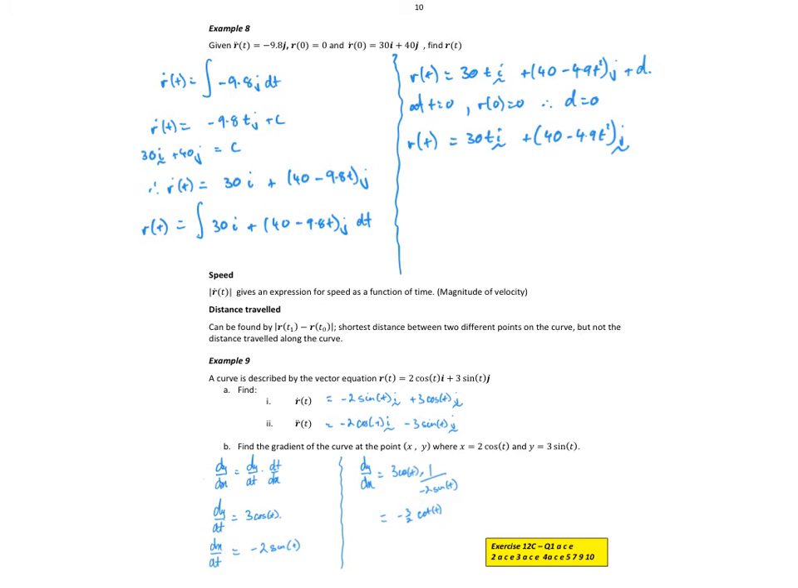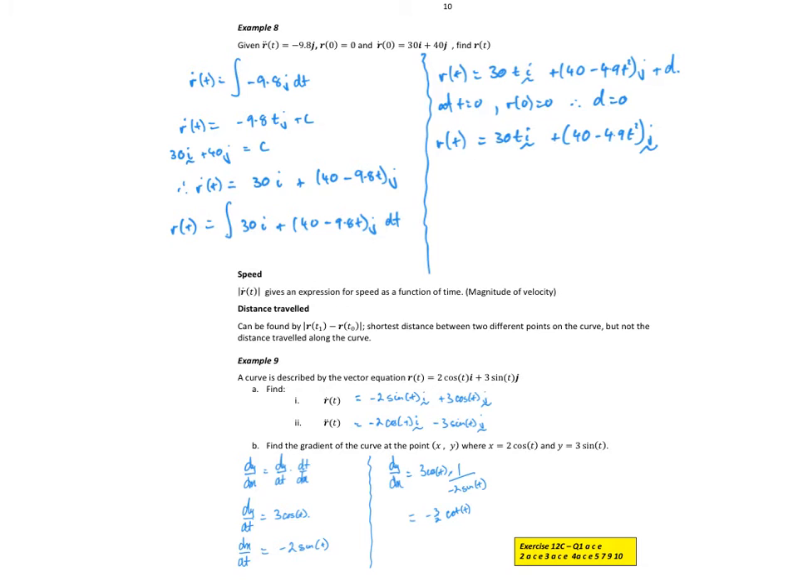Okay, same sort of thing. r double dot of t is equal to negative 9.8j, so our particle might be falling. The only acceleration is in the vertical component. So again, r dot is negative 9.8tj, substitute in t equal to 0, there's your c component. Again, just make sure that you group the right terms together. So the j components are 40 and negative 9.8t. Integrate once again, we get our 30ti, 40.